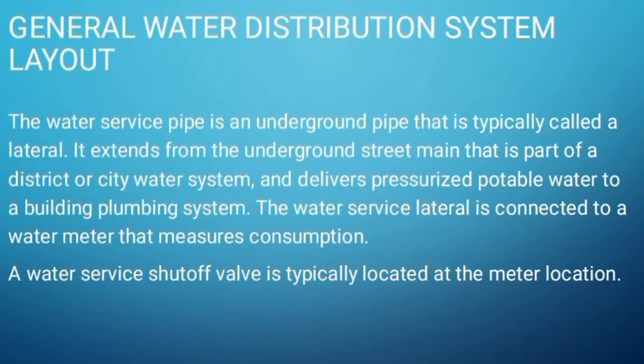The water meter is typically located in an underground meter box located in the building's front yard, or is located in the building interior, in which case it is connected to a remote readout on the exterior of the building, which allows easy access for meter readings. If the building plumbing system is served by a well, a water meter is not needed unless monitoring of consumption is required. A water service shut-off valve is typically located at the meter location.